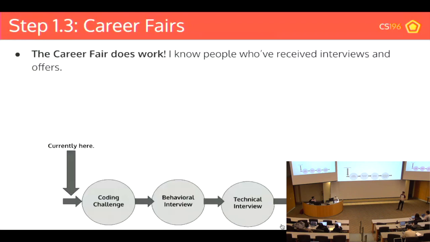Career fairs. This is another way of getting the interview. I promise you, career fairs do work. I used to think that they don't, and I've actually never had any success out of the career fair. But I do know a lot of people who have gotten interviews, full-time jobs, internships, whatever it is, from the career fair.